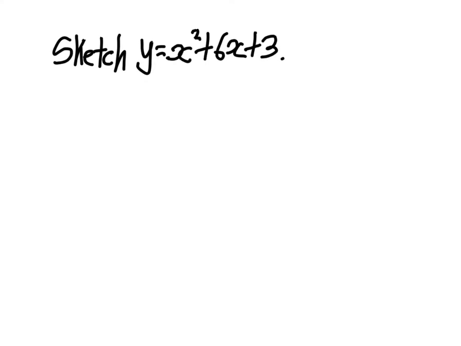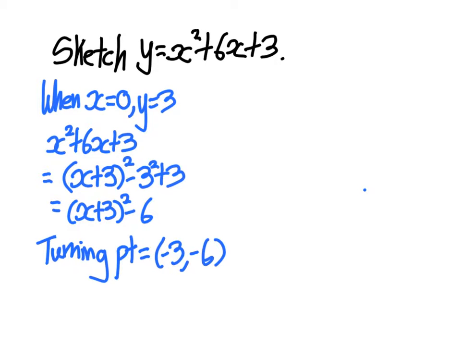This is the fourth example that I'll be doing on sketching of quadratic curves. So to speed up the process, I will find the y-intercept and the turning point first. You will realize that the y-intercept after finding is 3, and after completing the square, you will get the turning point to be (-3, -6). Why I didn't bother showing the process from the beginning is because this is the same as the previous example.